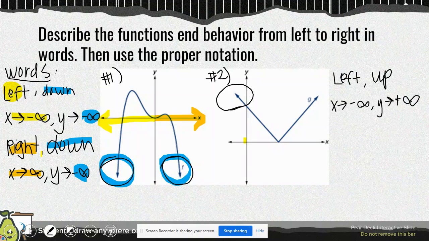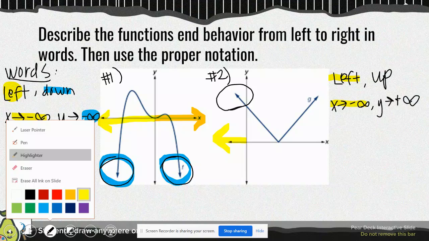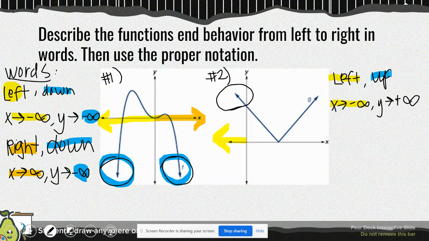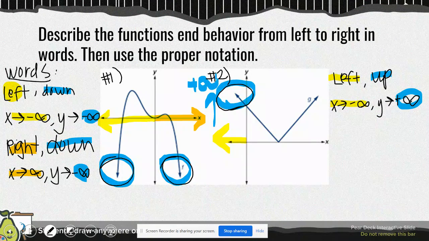So on the left, as we're moving towards the left, x approaches negative infinity, and we want to know, where's it going? It's pointing up towards positive infinity. It's going in the up direction towards positive infinity for the y value.